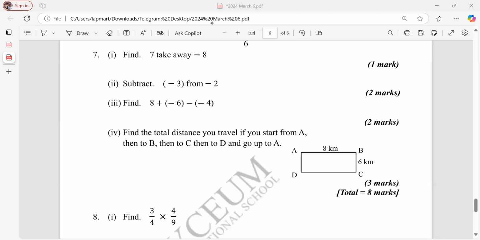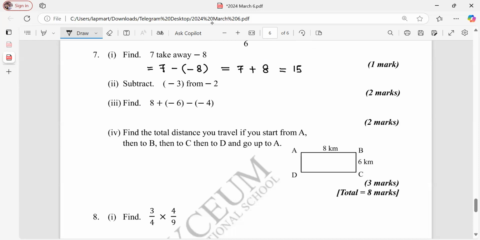Right. So then how do you write this? 7 take away negative 8, right? Take away, that is the subtraction. And what you are going to subtract? Negative 8. 7 take away negative 8. So when you have two signs close together, negative times negative becomes positive. 7 plus 8. The answer is 15.